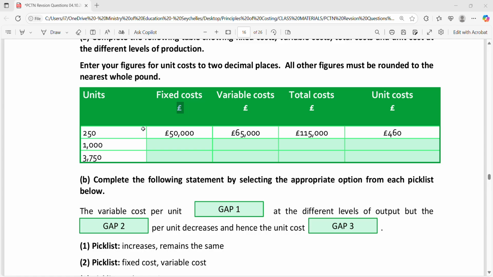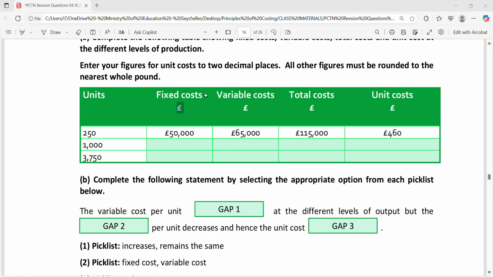So for us to get the total variable cost here, this will be the number of units produced multiplied by the variable cost per unit. So in the case of here, the number of units here are 1,000. So that will be 1,000 multiplied by the variable cost per unit of 260. You get the total variable cost. The same thing here. It will be the number of units, 3,750, multiplied by the variable cost per unit of 260. You get the total right there.